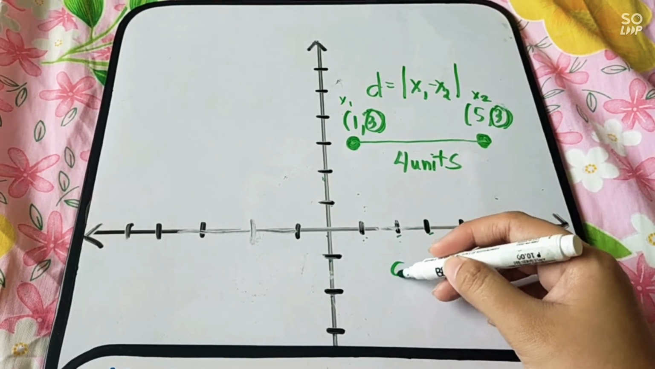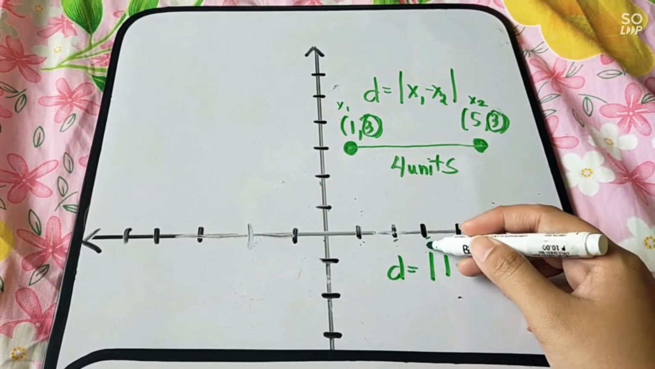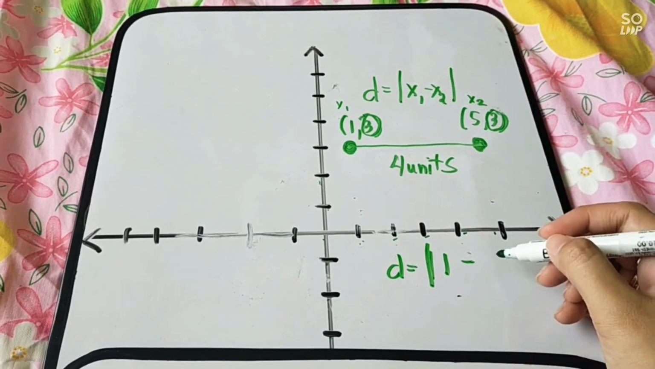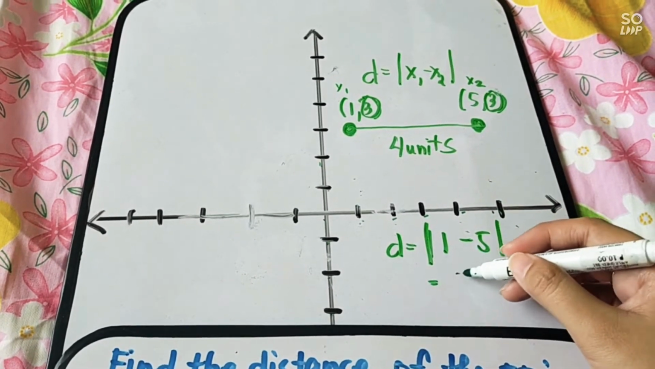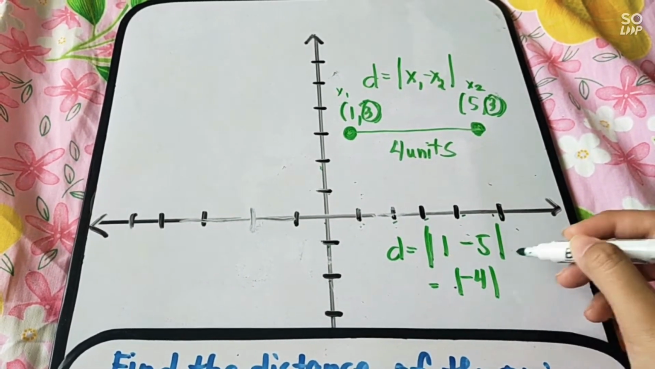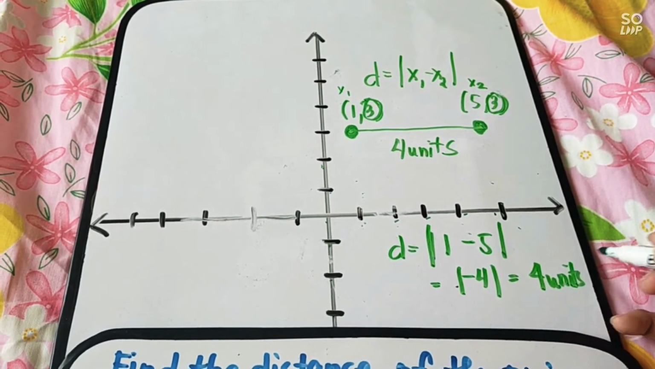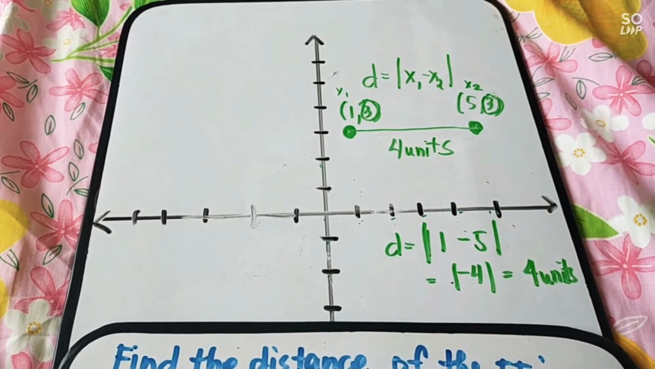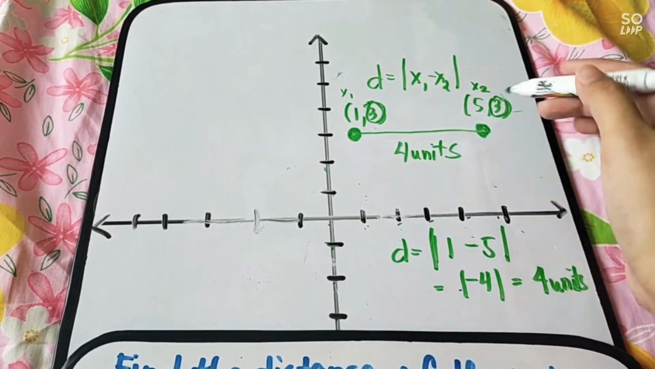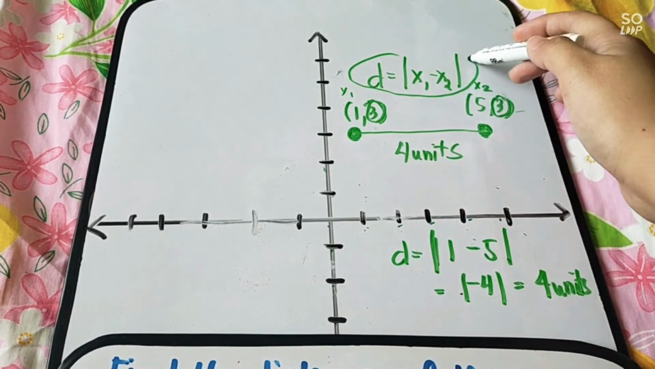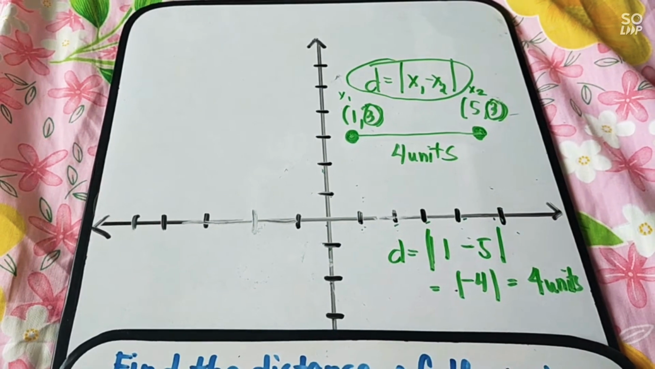We have d is equal to the absolute value of x sub 1, we have 1, then minus, we have 5. That is x sub 2. 1 minus 5, the answer is negative 4. The absolute value of negative 4 is positive 4 units. Okay? Is it clear? So, our formula when the y is the same is d is equal to the absolute value of x sub 1 minus x sub 2.